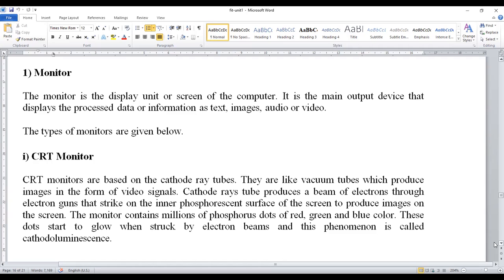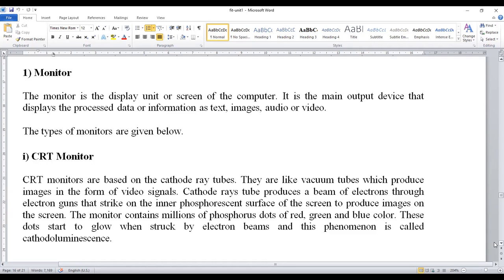How is it producing the images in the form of video signals? The cathode ray tube produces a beam of electrons through electron guns that strike the inner phosphorescent surface of the screen to produce images on the screen. The monitor contains millions of phosphor dots of red, green, and blue colors.